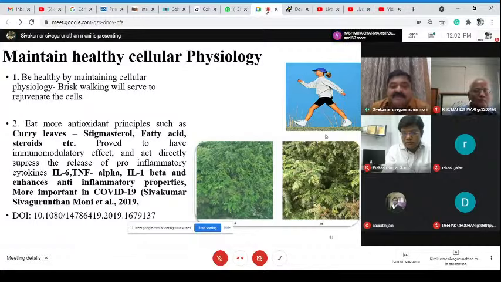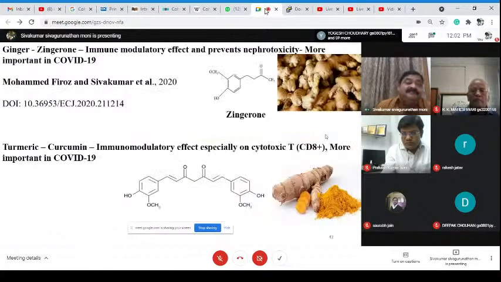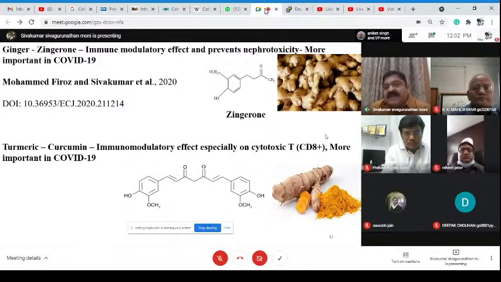So eating curry leaf is much more important to maintain normal health. Very well, ginger, everyone knows, it's very common in our food practices. Now ginger has gingerone, which has potent immunomodulatory properties.